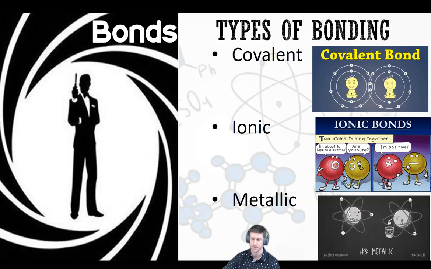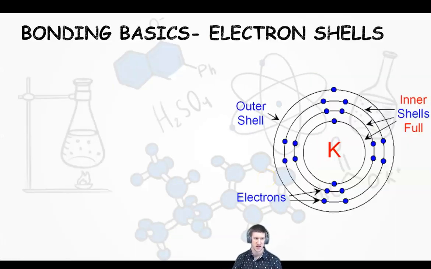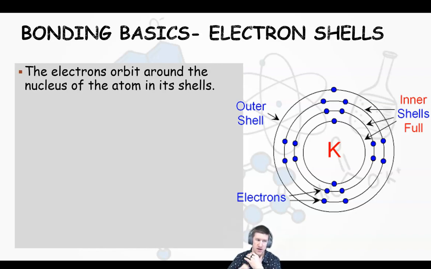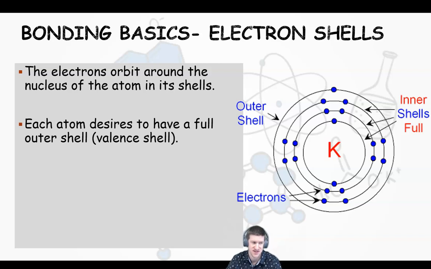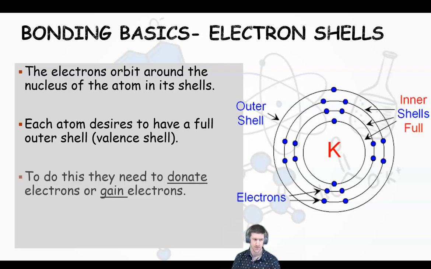Firstly, when we look at the basics of bonding, we've talked previously about electron shells, and you know that the electronic configuration is how many electrons it has in the outer shell. We know that these electrons orbit around the nucleus of the atom in its shells, so they're just doing loops like little satellites around the nucleus. Each atom's desire is to have a full outer shell, a full valence shell. That is the sole purpose of these atoms. They want full shells, they want to be stable, and stability for an atom is a full outer shell.